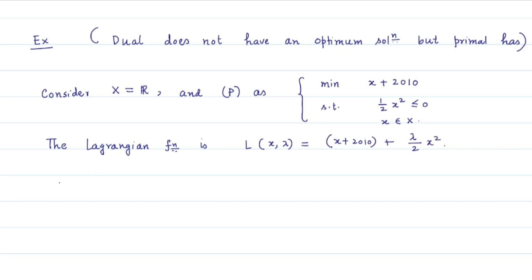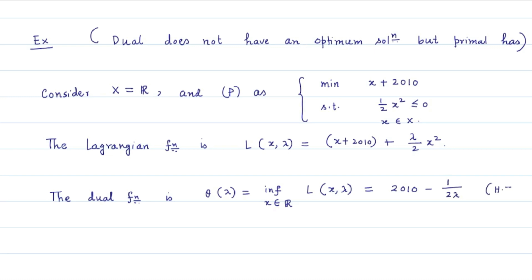And therefore the dual objective function, or casually the dual function, is given by theta(lambda) equal to the infimum over x belonging to capital X, which is capital R, of this function L(x, lambda), which can simply be observed as minus 1 over 2 lambda. You please figure out why.